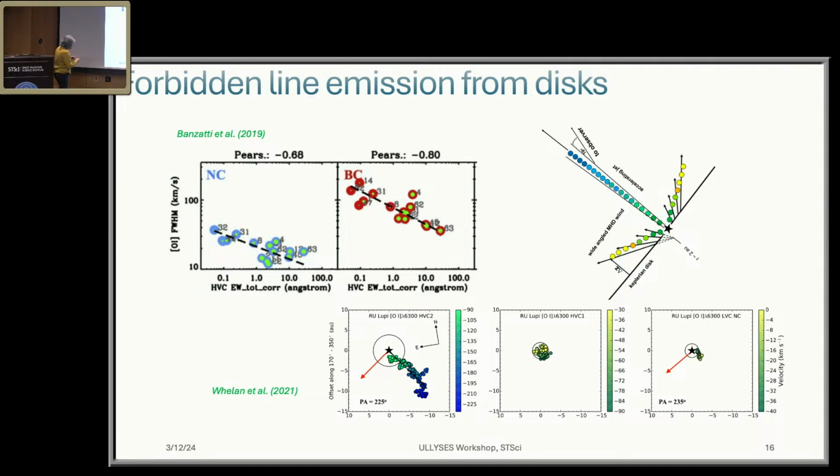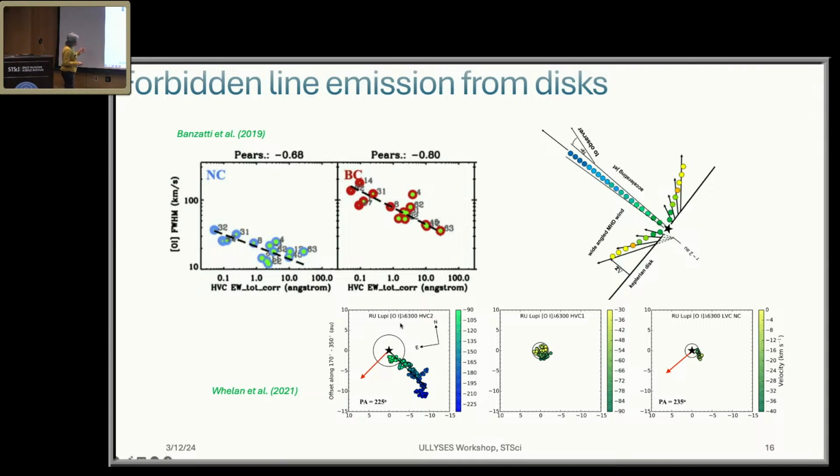Another such result was by Andrea Banzatti, and what we found there was that both the narrow component and the broad component are correlated with the high velocity component, which is the jet. The fact that they're both related suggests that this is really an MHD wind that we're seeing. This is what we think, and there have been other lines of evidence, which I'm not going to go into. We started out looking for photoevaporative winds, but then we concluded that most of this forbidden line emission that we see is really an MHD wind.